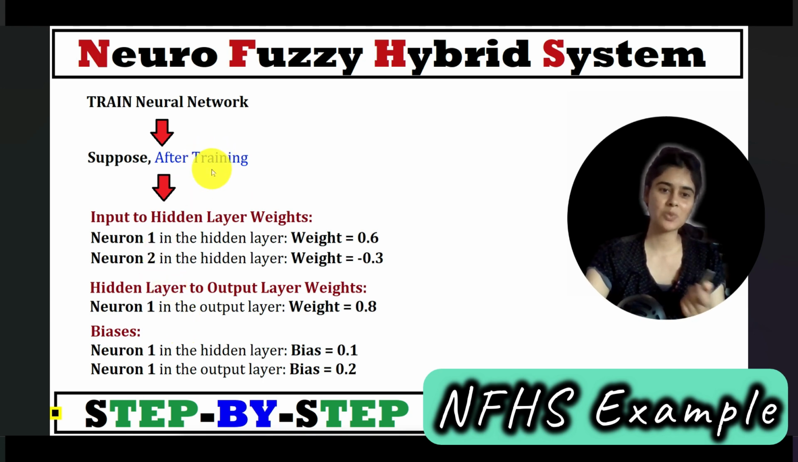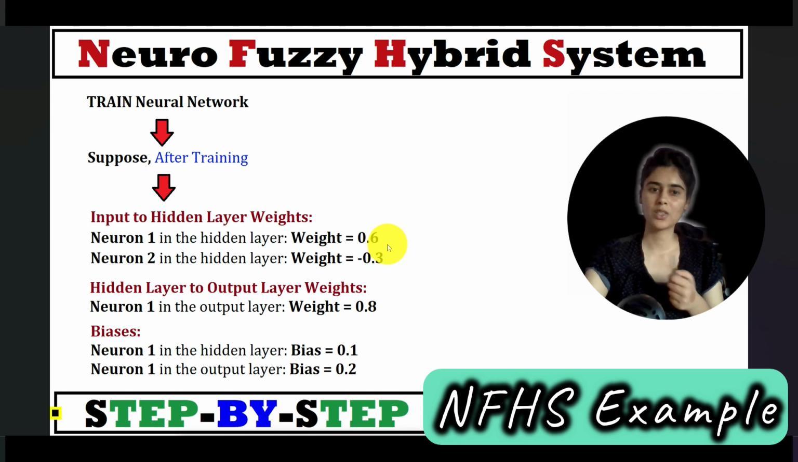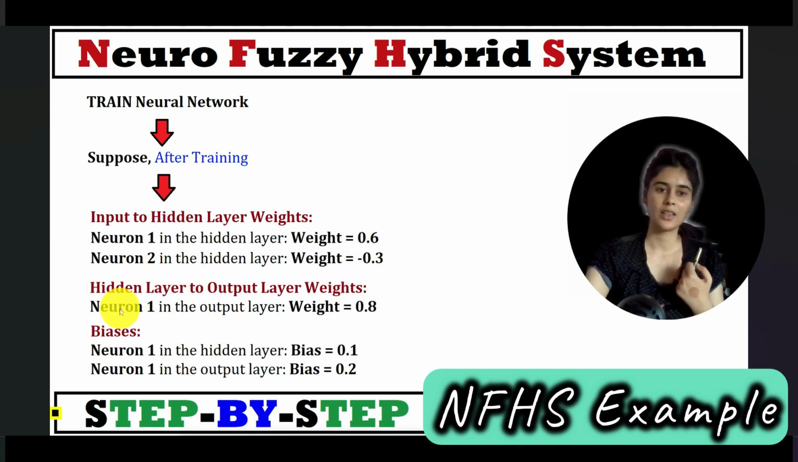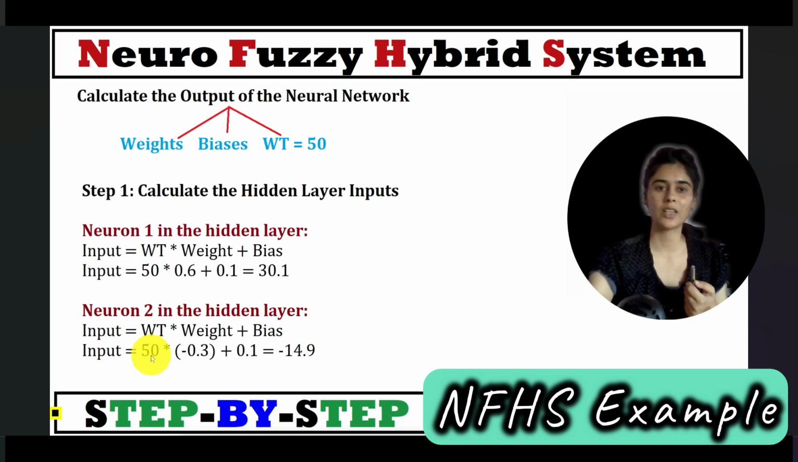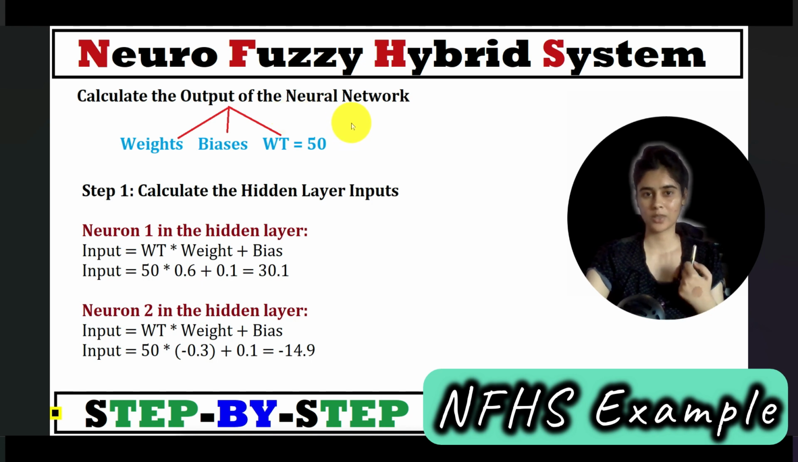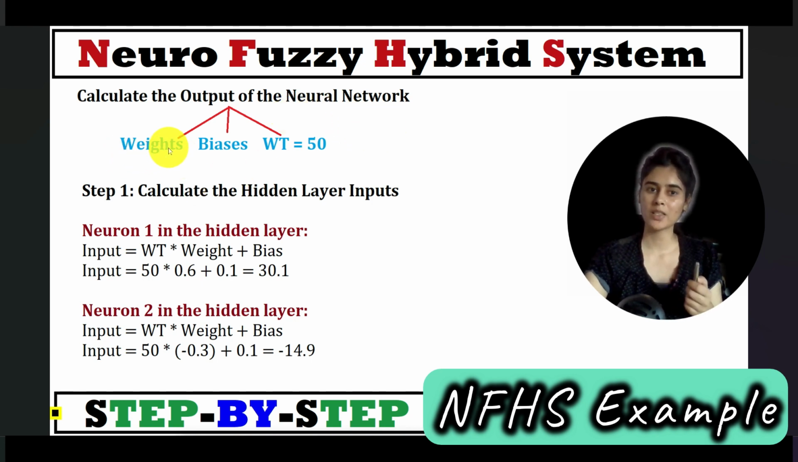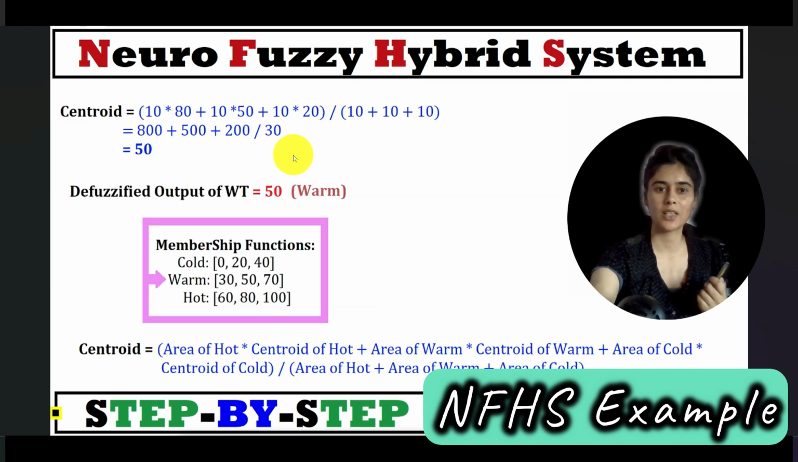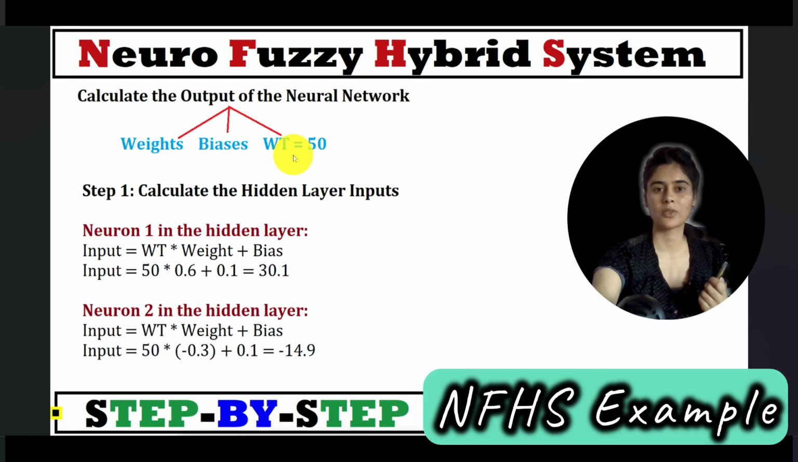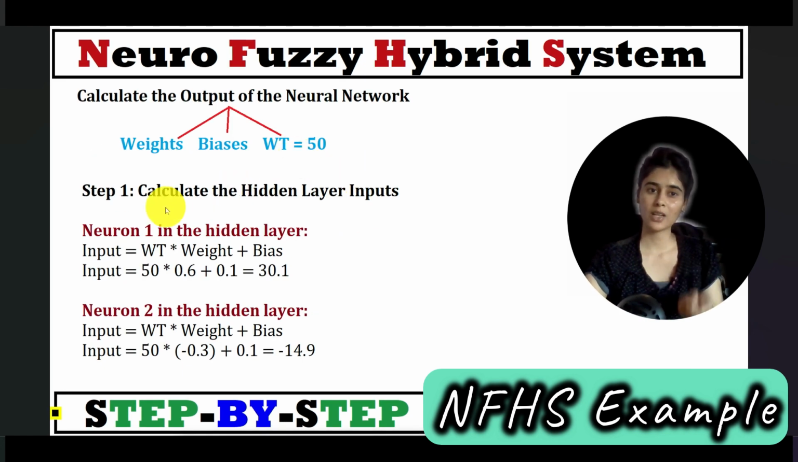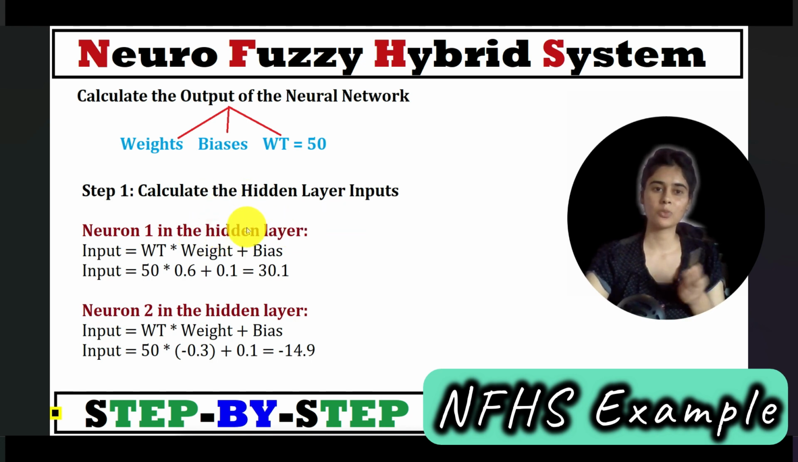Suppose we train the neural network, and after the training, suppose we got these values: the input-to-hidden layer weights, for the first neuron 0.6, and for the second neuron another weight, and then the biases in the hidden layer. Now we will calculate the output of the neural network using the weights, biases and the water temperature 50 that we calculated before, the defuzzified output of the water temperature. Now we will calculate the output using the neural network.